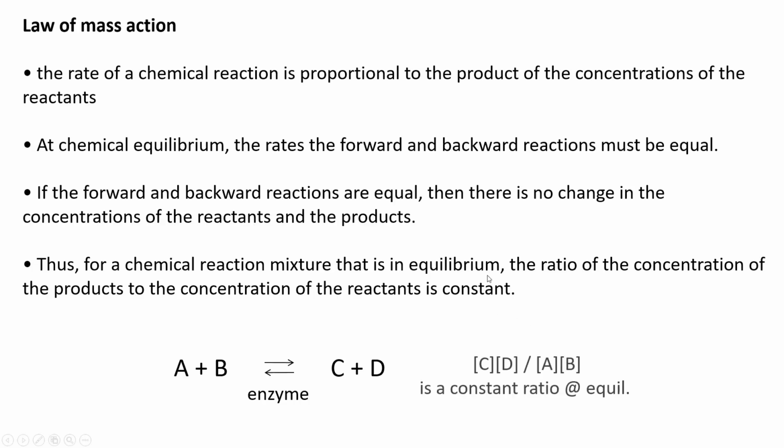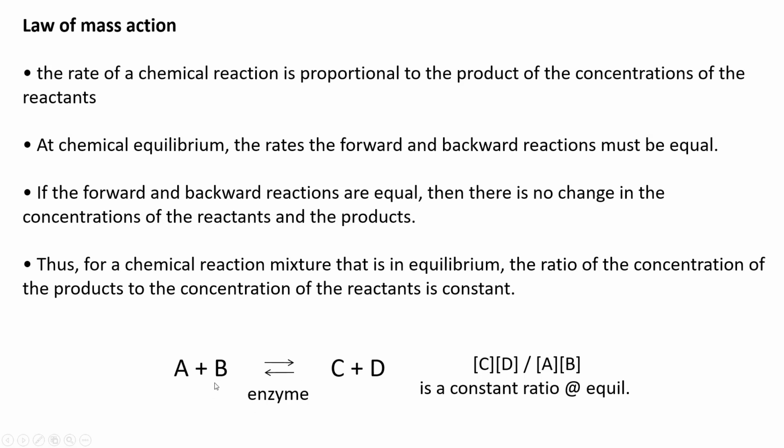The law of mass action is a very important principle in physiology. The idea is that the rate of a chemical reaction is proportional to the product of the concentrations of the reactants. At chemical equilibrium, the rates of the forward and backward reactions must be equal. If the forward and backward reactions are equal, then there is no change in the concentrations of the reactants and products. Thus, for a chemical reaction mixture that's in equilibrium, the ratio of the concentration of the products to the concentration of the reactants is constant.